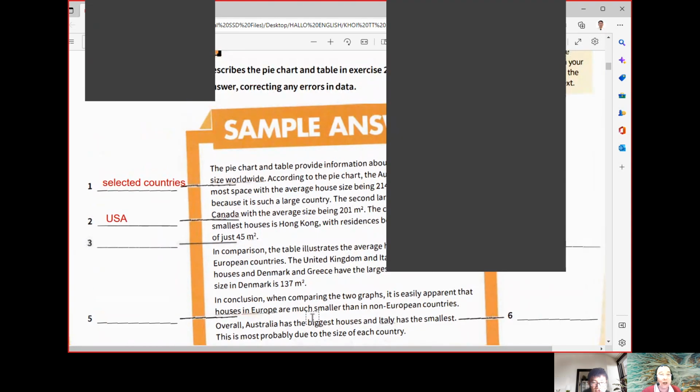In conclusion, when comparing the two graphs, it is easily apparent that houses in Europe are much smaller than in non-European countries. What do you think?